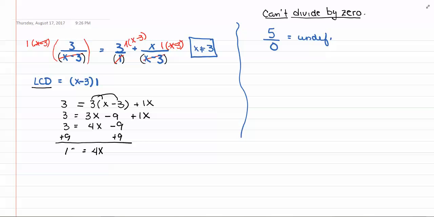And then divide off by 4 so that I get 1x. So I come up with a solution of x equals 3. However, we said at the very start x can't be 3. So in this problem, there is no solution.